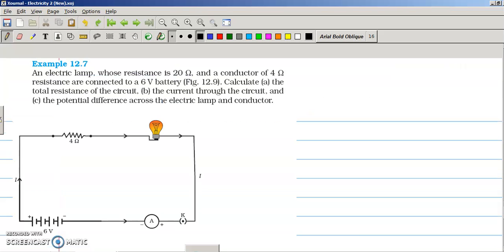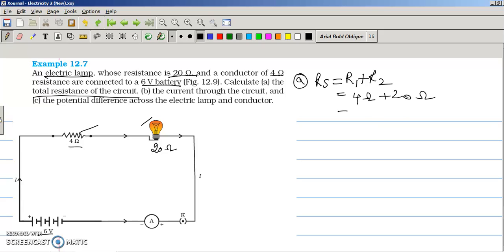Children, let us work example 12.7 very quickly. What is given to us? An electric lamp of resistance 20 ohm and a conductor of 4 ohm are connected in series to a 6 volt battery. We are asked to calculate the total resistance in the circuit, the current through the circuit, and the potential difference across the electric lamp and the conductor. Let us work A first. As 4 ohm and 20 ohm are connected in series, R is equal to R1 plus R2, so 4 plus 20 becomes 24 ohm.